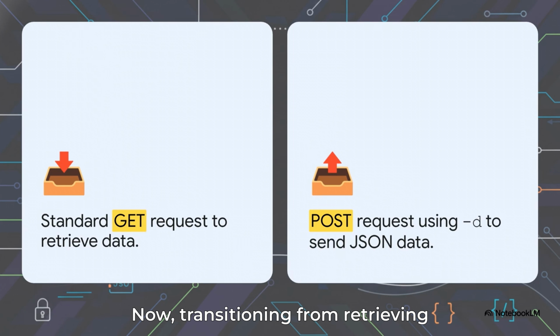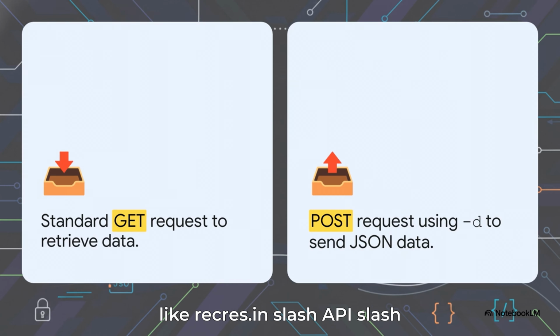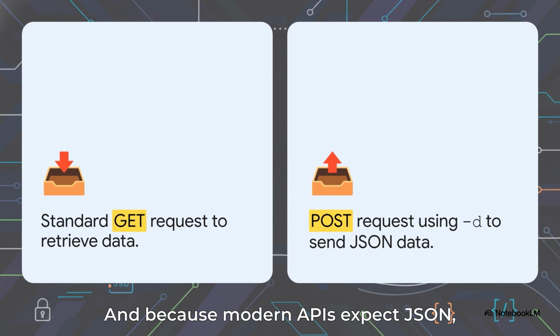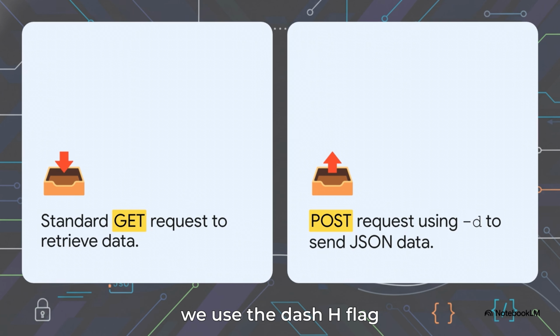Now, transitioning from retrieving data to sending it requires a bit of a shift. For a POST request to an endpoint like reqres.in/api/users, we use the -X POST flag to explicitly declare the method. And because modern APIs expect JSON, we use the -H flag to set the content type to application/json. Finally, we pass the actual JSON payload directly using the -d or data flag. This perfectly simulates a form submission or an application data push entirely from the command line.